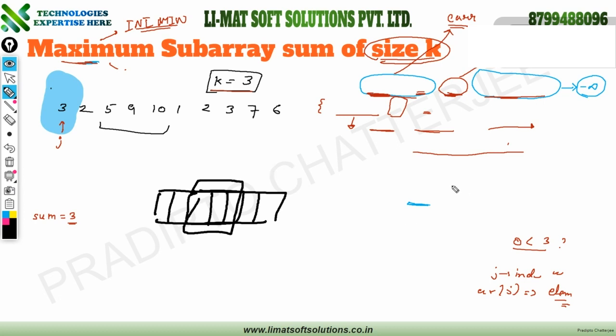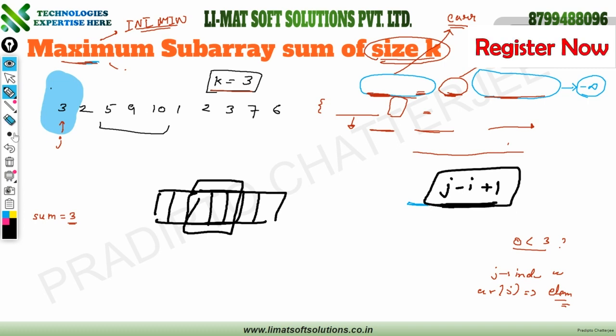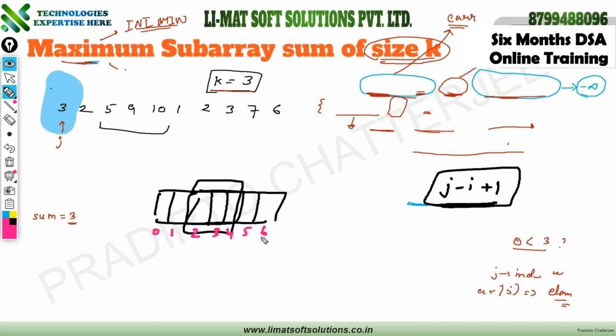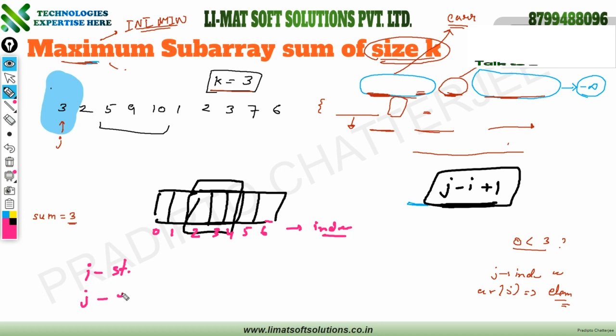Let me tell you the meaning of j minus i plus 1, and you will be able to understand. This is 0, this is 1, this is 2, 3, 4, 5 and 6. These are all the index numbers I have written. Now we know that i represents the starting point of the window, and j represents the ending point of the window.